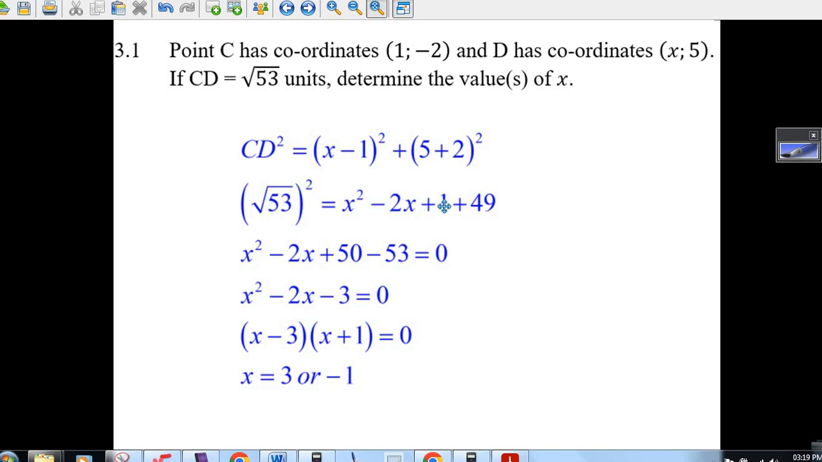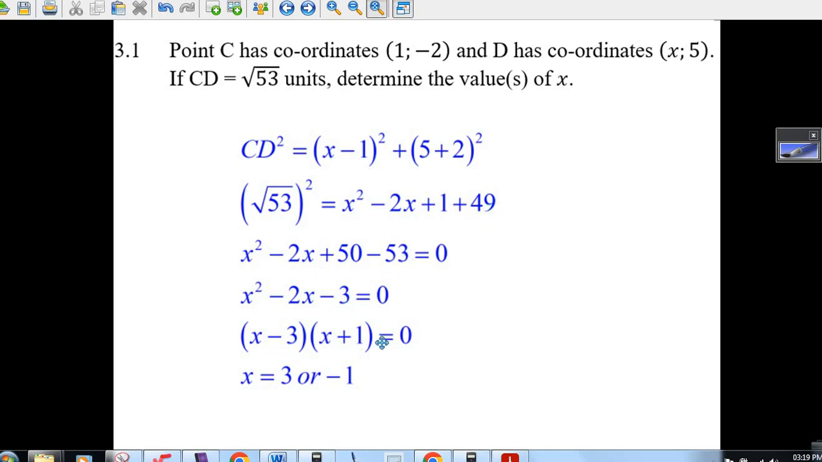Well, I'm going to go 1 plus 49. I'm going to subtract 53. I'm going to get minus 53. And then 50 minus 53 is minus 3. I left it on the right-hand side here, but I switched it around. But it's x squared minus 2x just stays there. You've got a 50. You take away 53, you get minus 3.